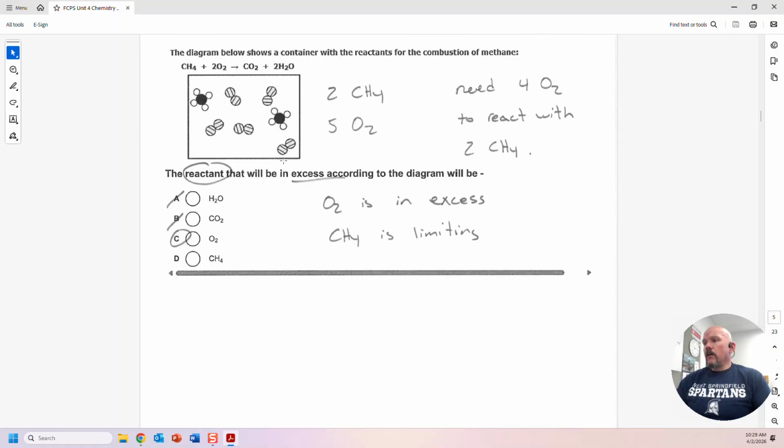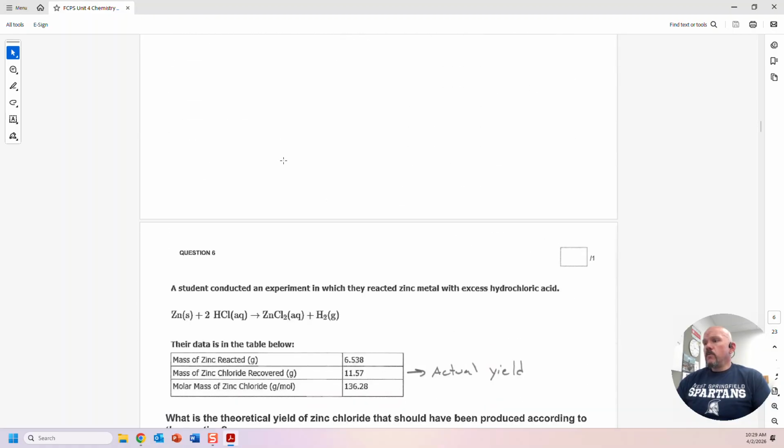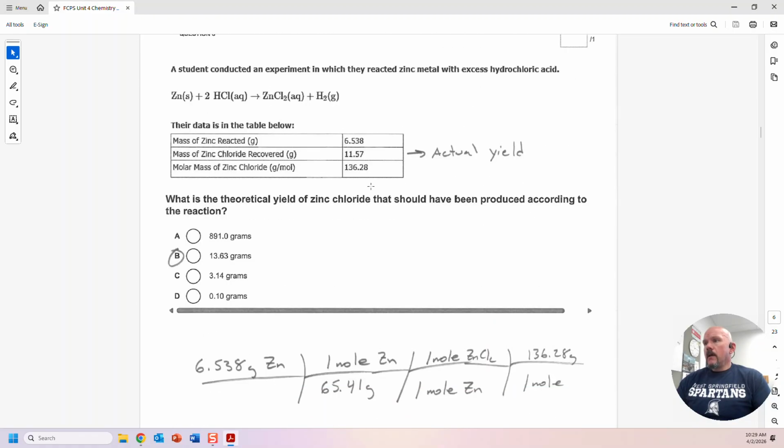So we will go down to this one, right? So we have the actual yield. If the question asks to calculate the percent yield, we would take this number, which is the actual yield, and we would divide it by the theoretical yield times 100 to get the percent yield. But that's not what it's asking. It's just what's the theoretical yield.